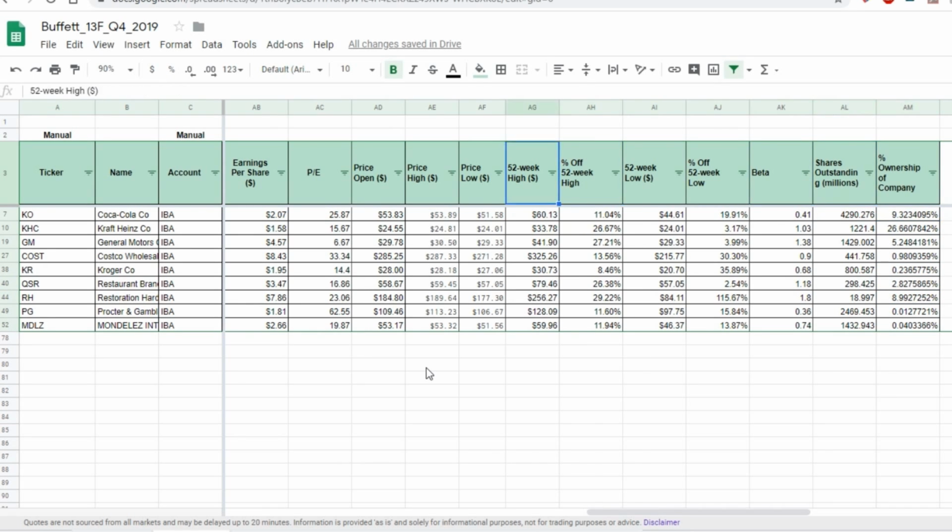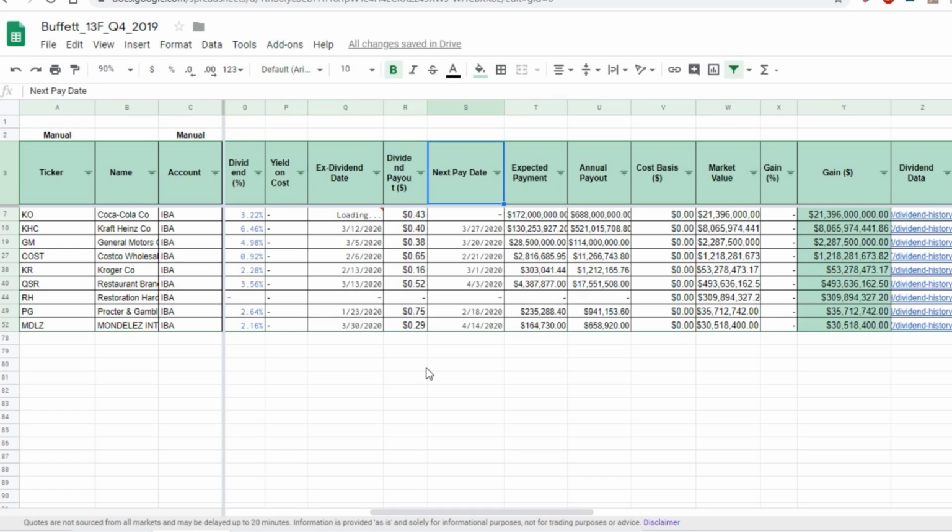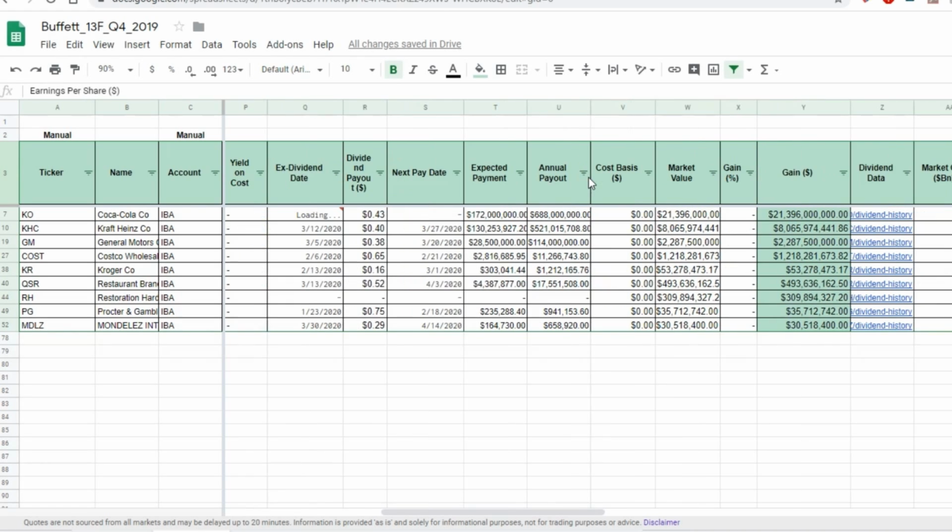But anyway, going back to the actual amount that he's getting paid out by some of these companies. So not all of them pay a dividend, but Procter & Gamble is getting almost $1 million a year. Coca-Cola is getting $688 million a year. Kraft Heinz is getting half a billion dollars a year. General Motors is getting $114 million a year. I mean, these are pretty wild positions that he's getting some money on.